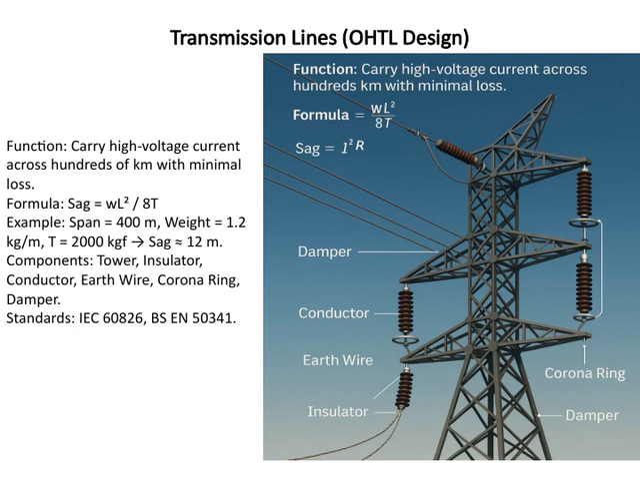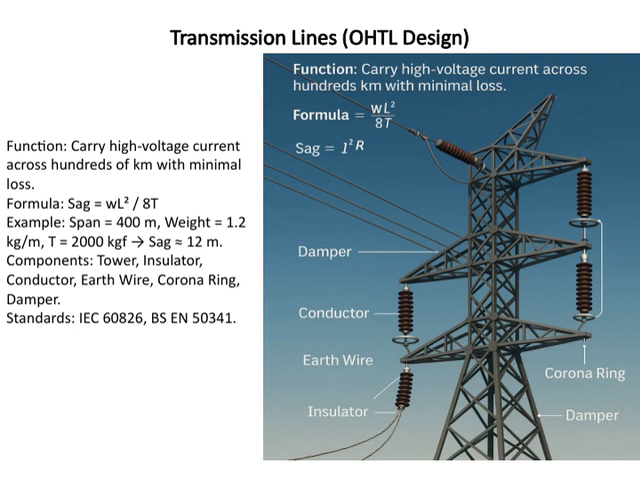W is the weight per unit length, L is the span between towers, and T is the tension in the conductor. For example, if we have a span of 400 meters, a conductor weighing 1.2 kilograms per meter, and a tension of 2,000 kilogram force, the sag would be approximately 12 meters.